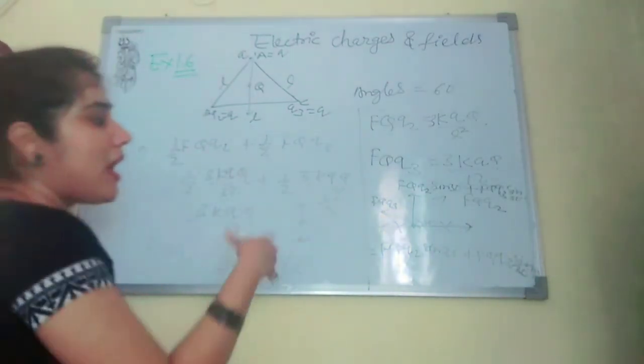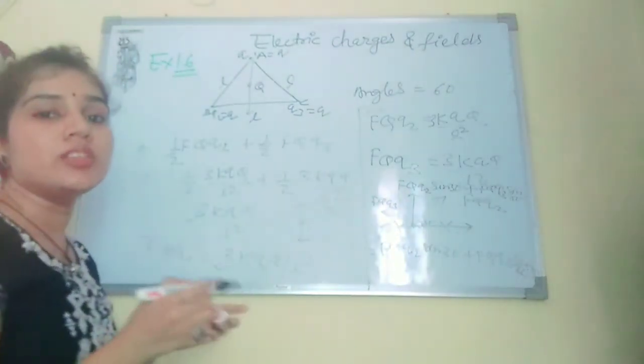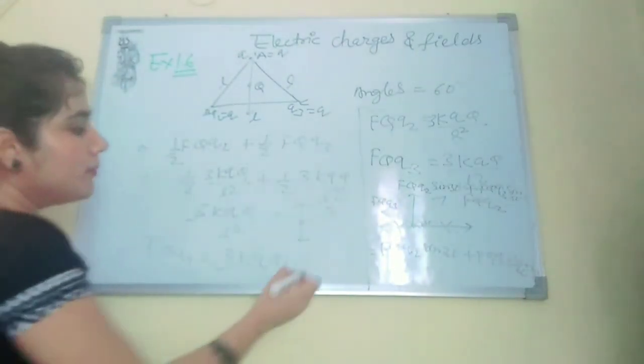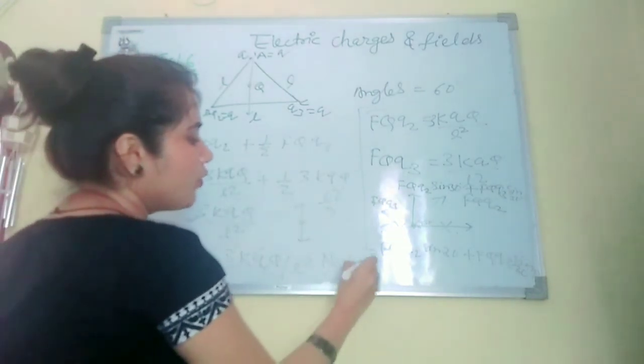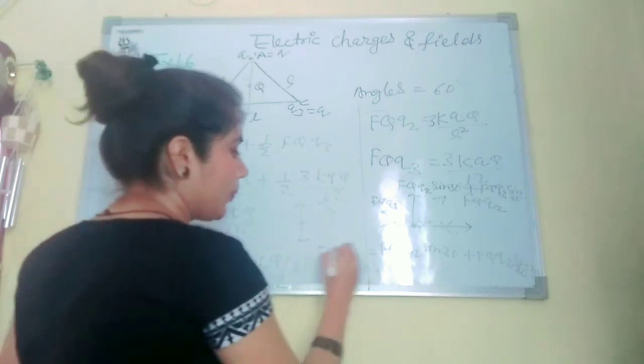And the same thing happens with all the forces, and they all cancel out each other. So the net force becomes 0. Net force on point Q will be 0.